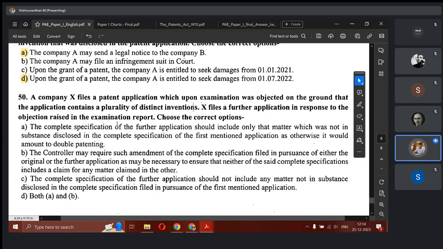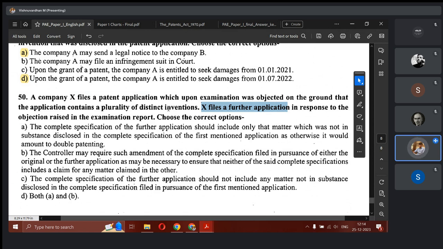Okay. So the complete specification of the further application should include only the matter which was not in substance disclosed in the complete specification of the first mentioned application, as otherwise it would amount to double patenting. Okay, so let's just clear up some ambiguities in the question. So what they're saying is X has filed a patent application. Now the patent office is saying there are 2 or more inventions in this. You'll have to divide the application. So now X is like cool, and now he files another application now. That's what they mean. X files a further application, a second application in response to the objection raised. So now there are 2 patent applications. Let's say I have a smartphone with a camera and a thermal sensor. Now controller is saying there are 2 separate inventions.